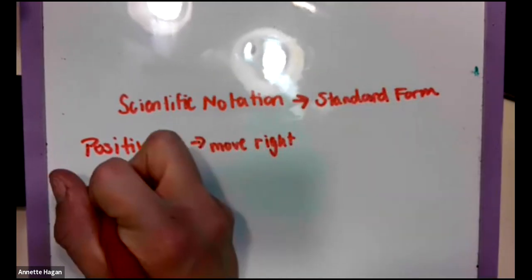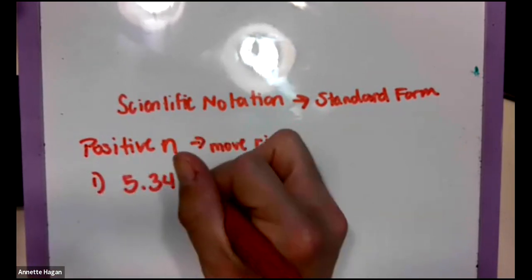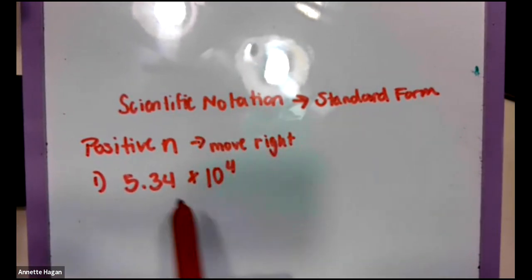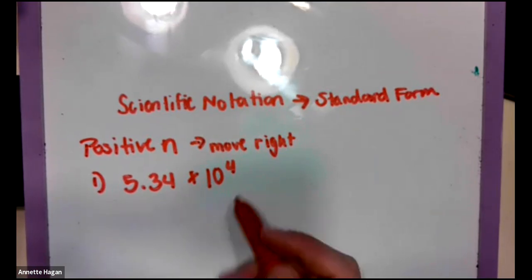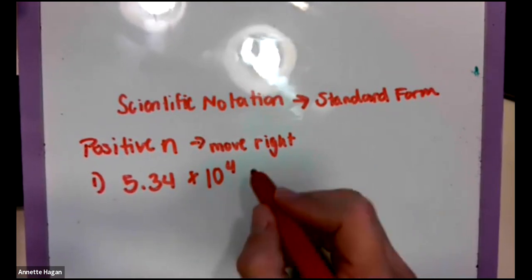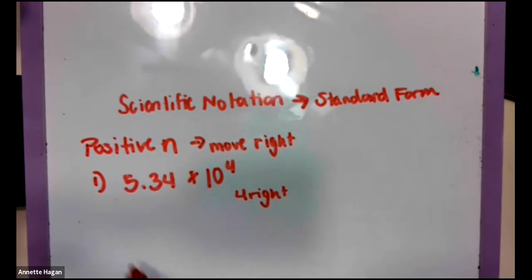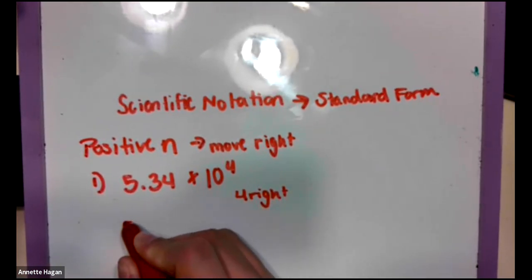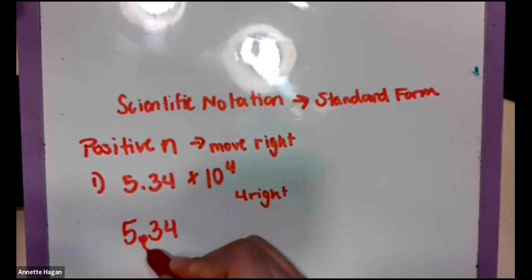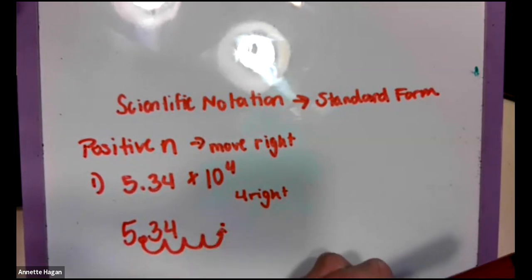Okay? So number one, I have 5 and 34/100 times 10 to the 4th power. Okay? So notice here that we have a decimal place. We have one number in front of the decimal place. And we have n, our exponent is positive. So this means we are going to move 4 right. So what are we going to move 4 right? Well, we're going to move that decimal place. So what I'm going to do is I'm going to write 5 and 34/100 down here. I'll say, okay, here's a decimal. I'm going to move it 1, 2, 3, 4 times. So now my decimal is back here.